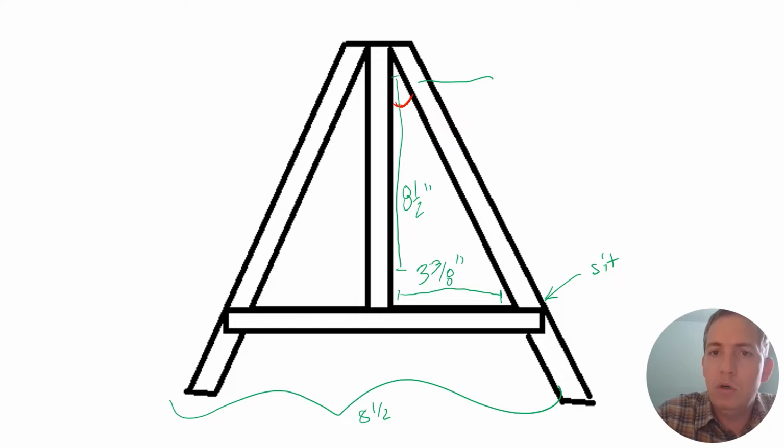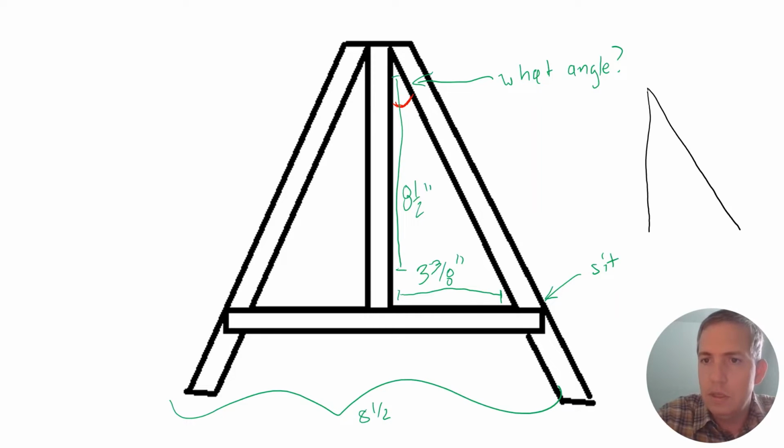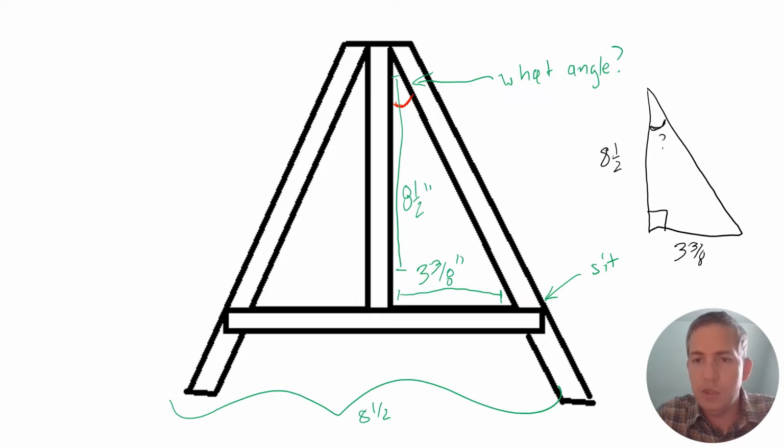And now my ultimate goal is, what is that angle going to be? And I want to be able to figure this out. And so that's where the math actually comes into play, because what I've really got right here is a triangle. So this triangle looks like this. This triangle has a right angle, so it's 90 degrees. I know the length right here is 3 3/8. And I know the length right here is 8 1/2. So is there a way to figure out what this angle is? And it turns out that using mathematics, you can actually figure that out.